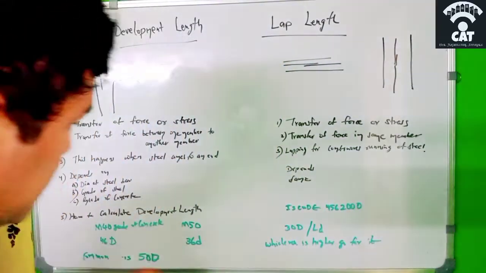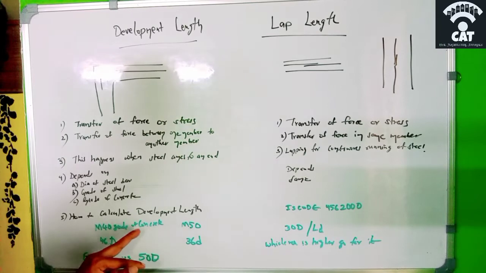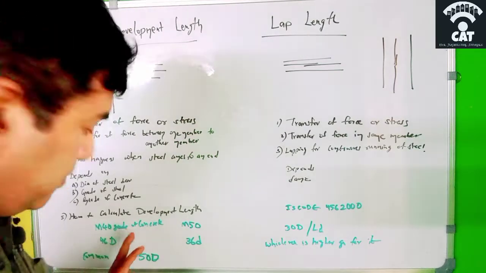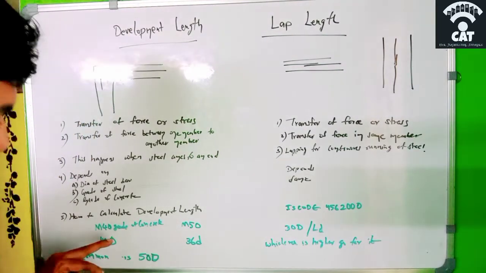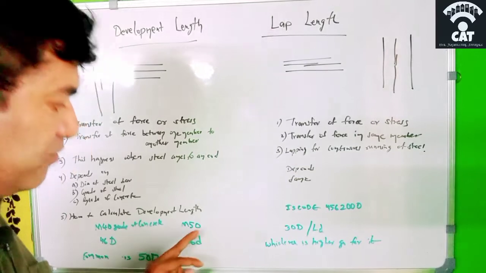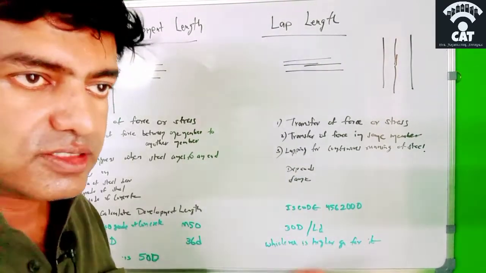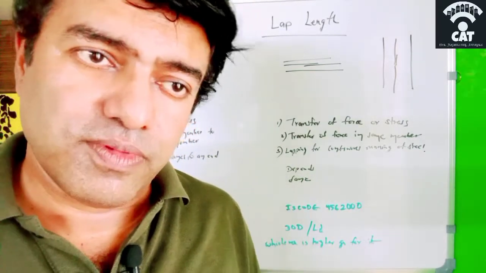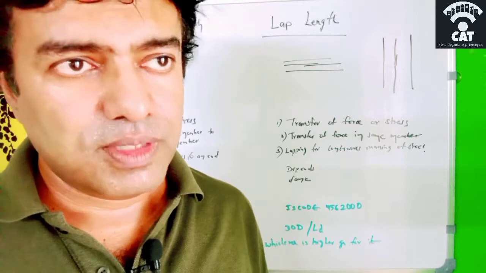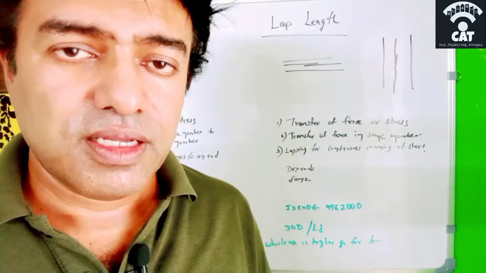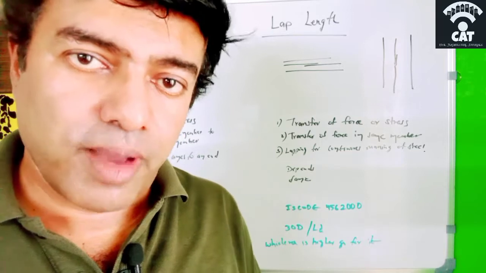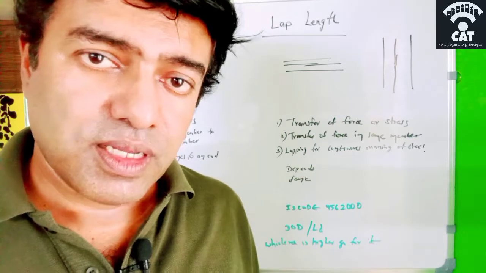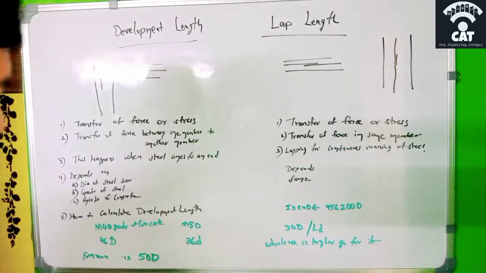For example, if we are going for an M40 grade of concrete, then we have to give 46D, where D is the dia of the bar. If the grade of concrete is M50, then we have to go for 36D. That means as the grade of concrete increases, the strength of concrete increases, so the development length will come less. We don't need that much strength for the steel to bind with the concrete, because the concrete itself is stronger than the previous low grade concrete. Understand? So that is it.